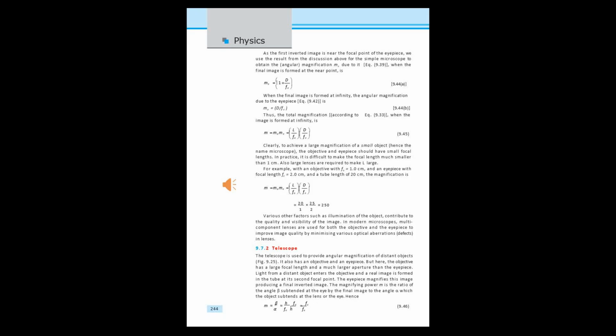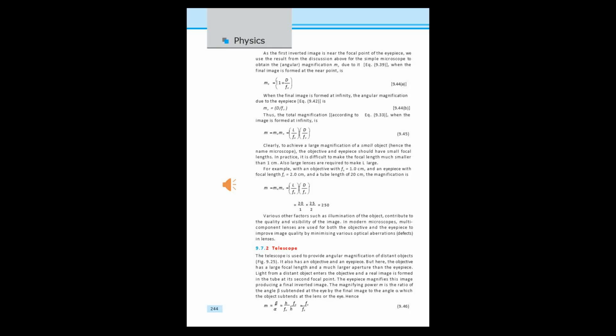Clearly, to achieve a large magnification of a small object, hence the name microscope, the objective and eyepiece should have small focal lengths. In practice, it is difficult to make the focal length much smaller than 1 centimeter. Also, large lenses are required to make L large. For example, with an objective with f_o equals 1.0 centimeters, and an eyepiece with focal length f_e equals 2.0 centimeters, and a tube length of 20 centimeters, the magnification is about 250 as given below.